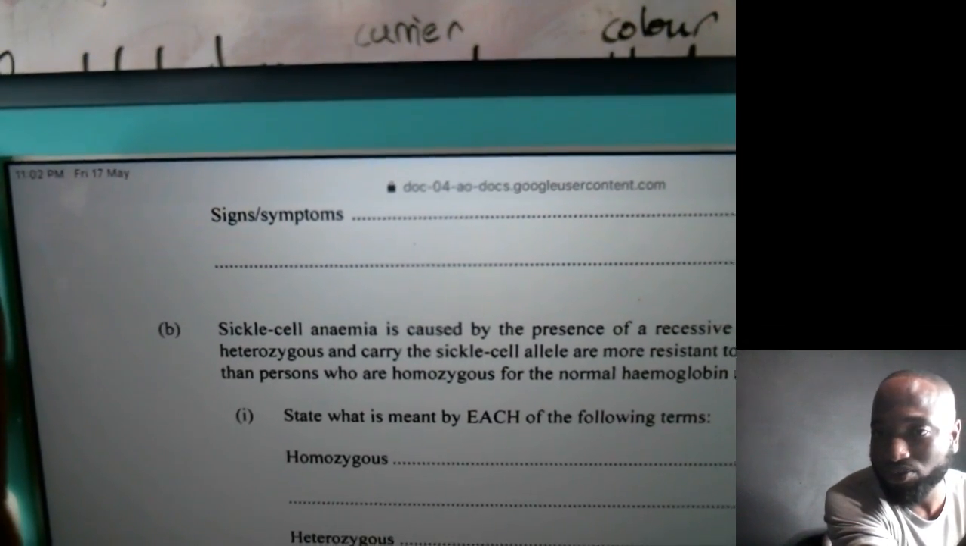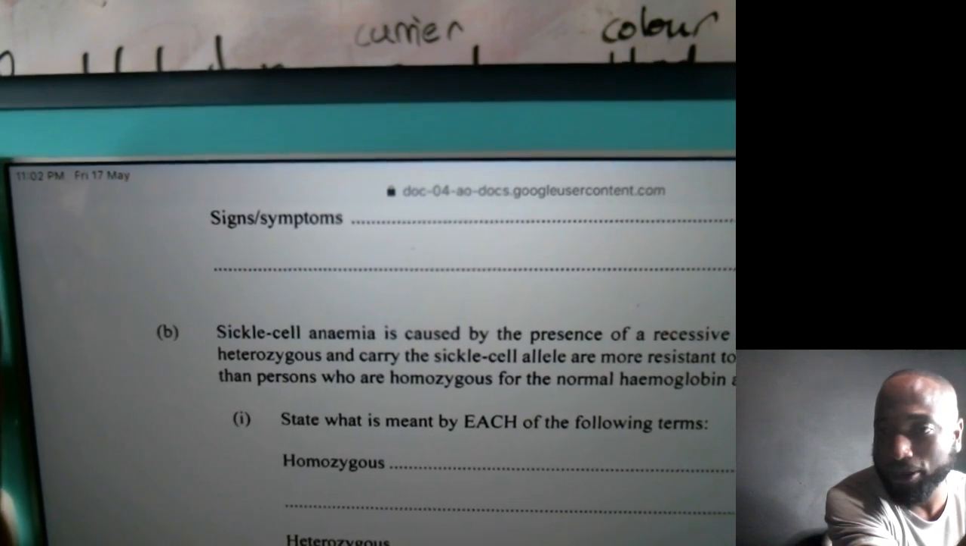But the different alleles, no. So it's one recessive and one dominant, yes.